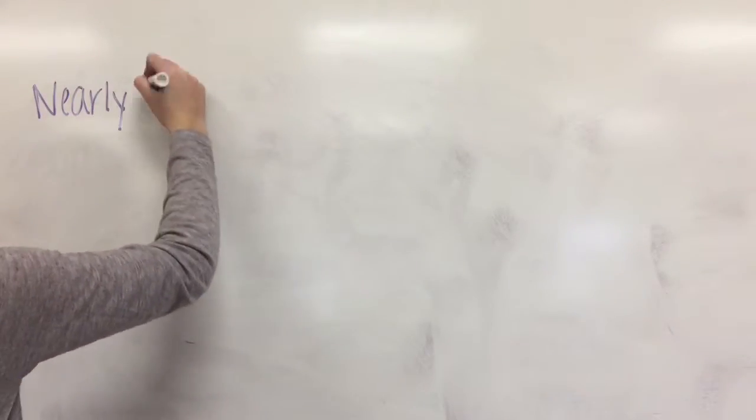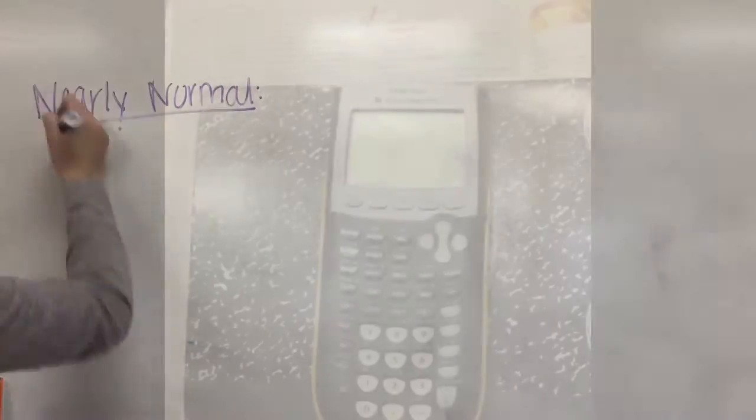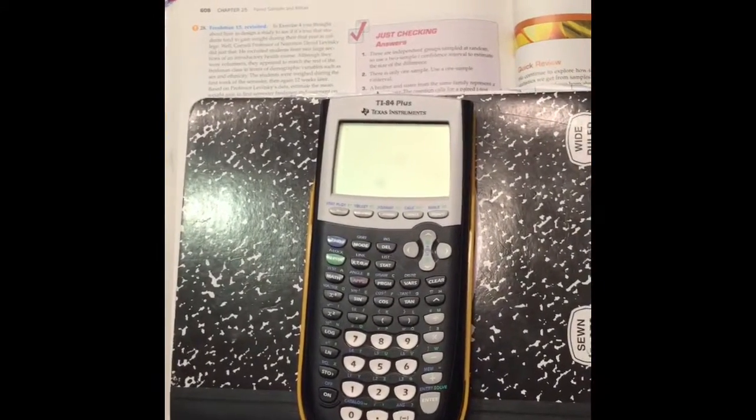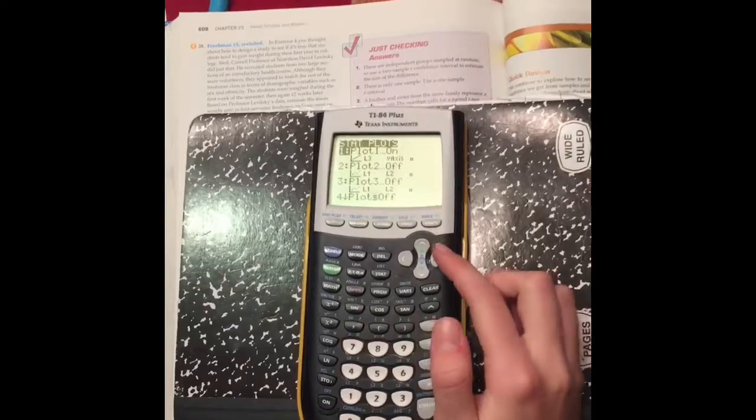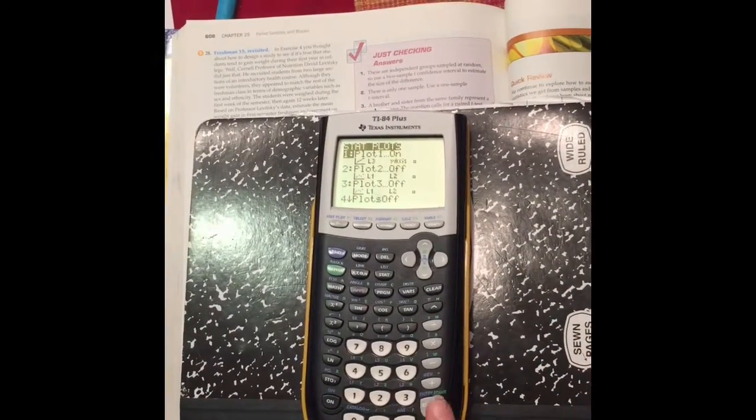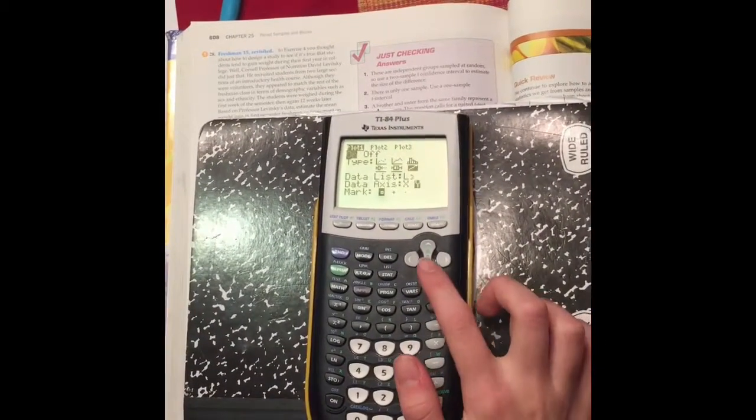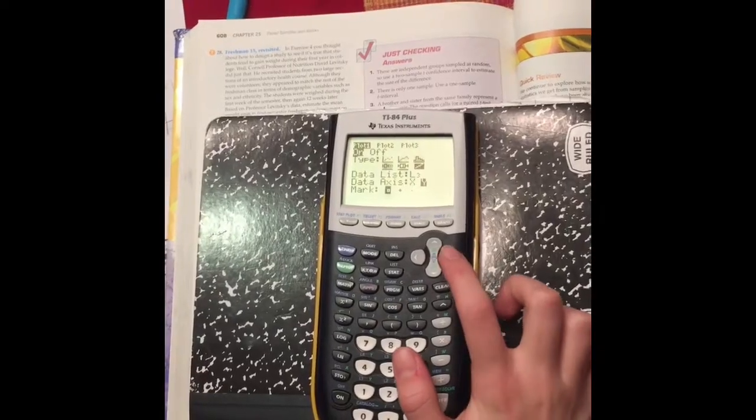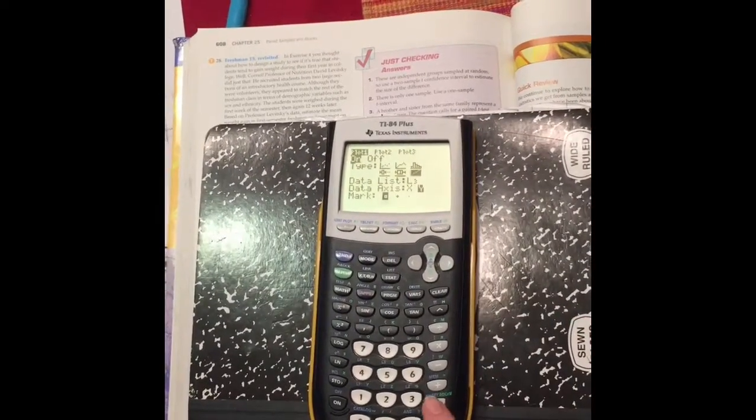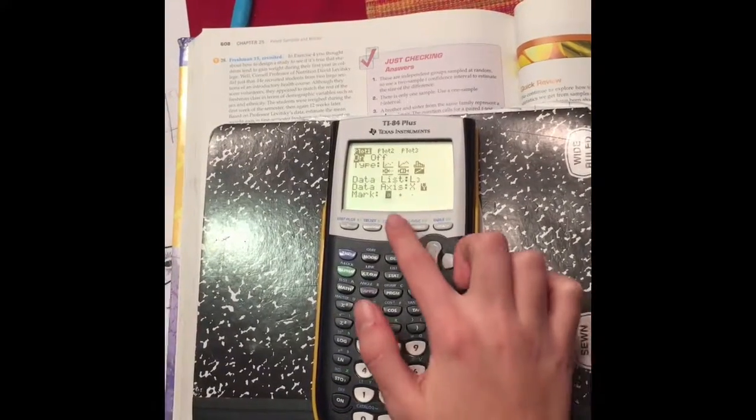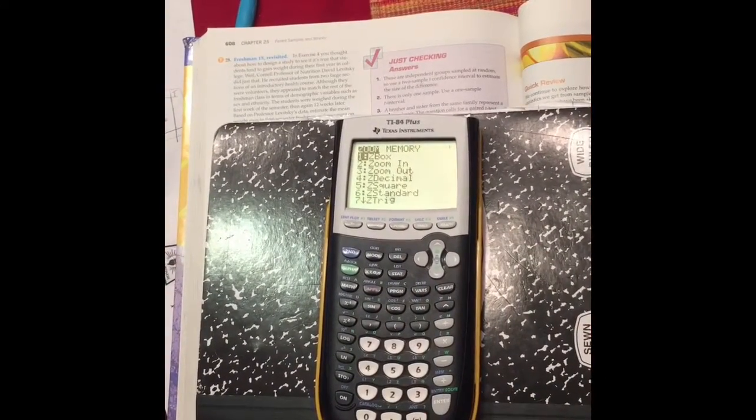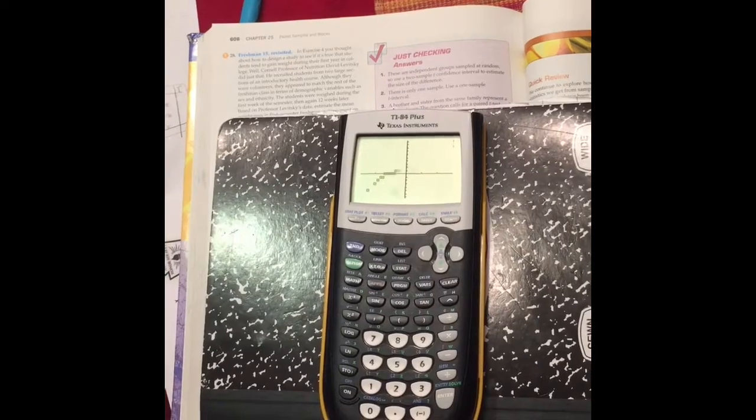Now we're going to check the nearly normal condition. So let's go to the calculator. Okay, to check the nearly normal condition, you're going to go to second, y equals, to check the normal probability plot. Press enter on plot 1, on, scroll to the last graph and press enter. Our data is in L3, so that stays the same, and then you're going to press zoom 9 to see the normal probability plot.